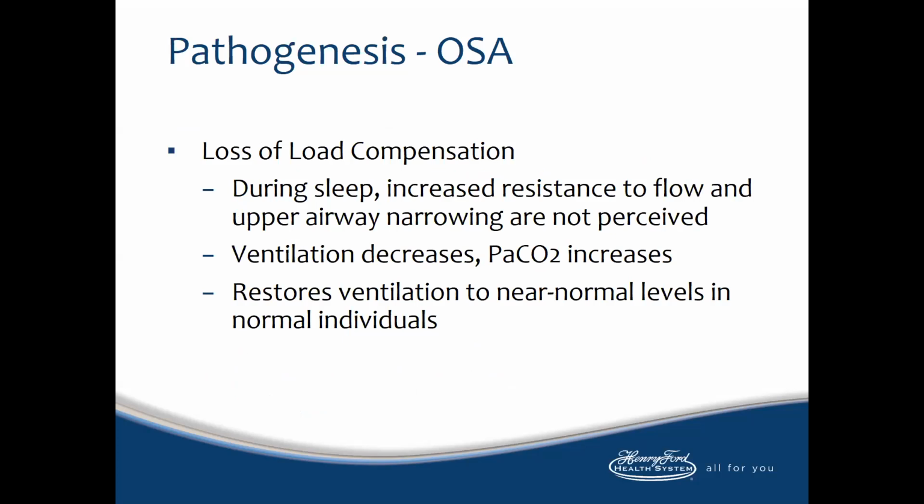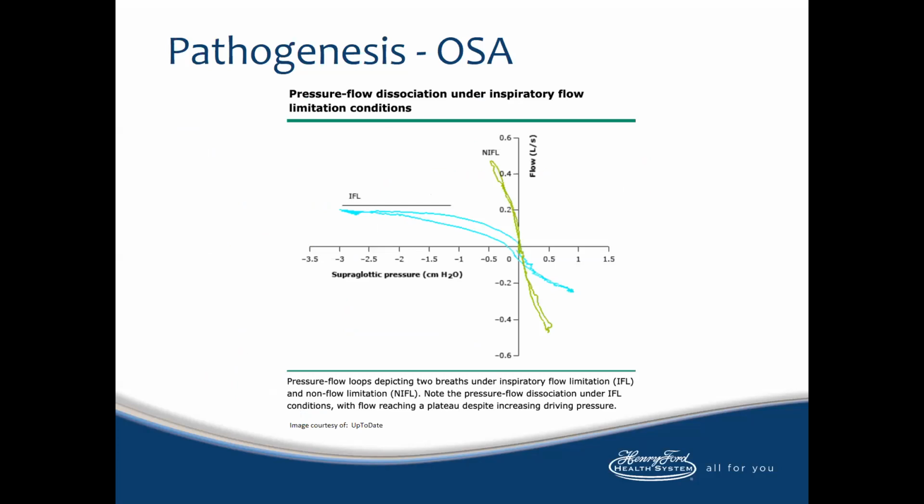All right. There is also something called loss of load compensation. During sleep, you have increased resistance to flow and upper airway narrowing. Neither of those are really perceived as well, so that leads to a decrease in ventilation, leading to more rise of your PCO2. In normal individuals, you have a mechanism of load compensation that can restore your ventilation so you get a near normal response. You don't get such an exaggeration between those values. This is looking at that a little bit. You see 2 breaths, one under inspiratory flow limitation and one without flow limitation. You do get that change in your subglottic pressure from those conditions.